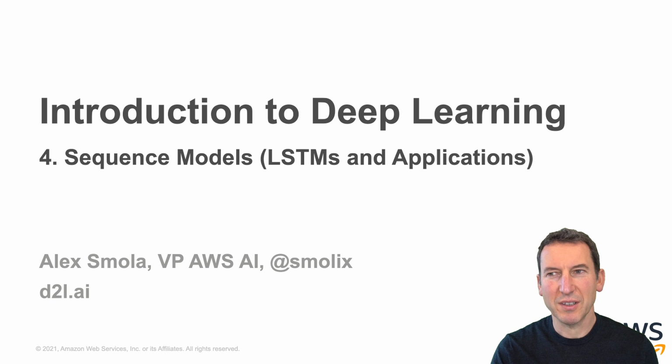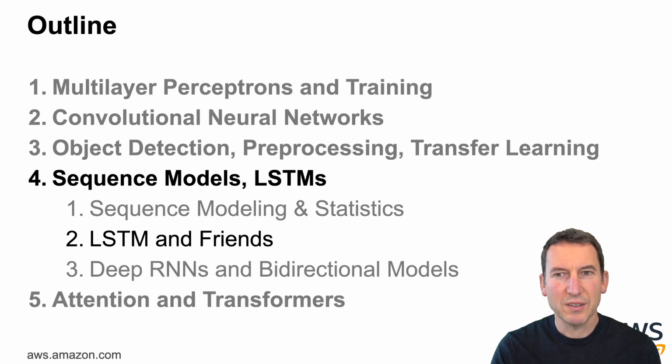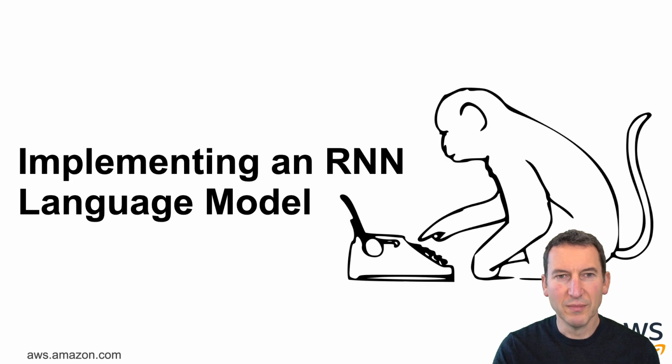Today we're going to talk about LSTMs and some more details on how to use them for encoders and decoders. So this is the second part on sequence models. But first, let's actually look at how one would go and implement a recurrent neural network language model.